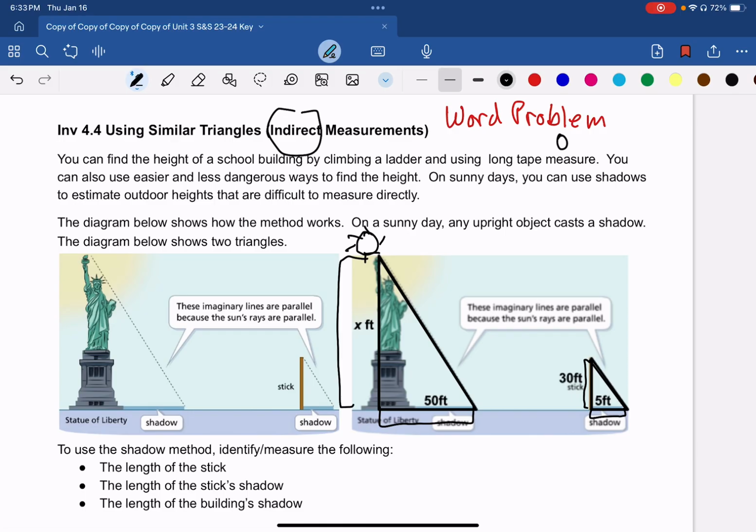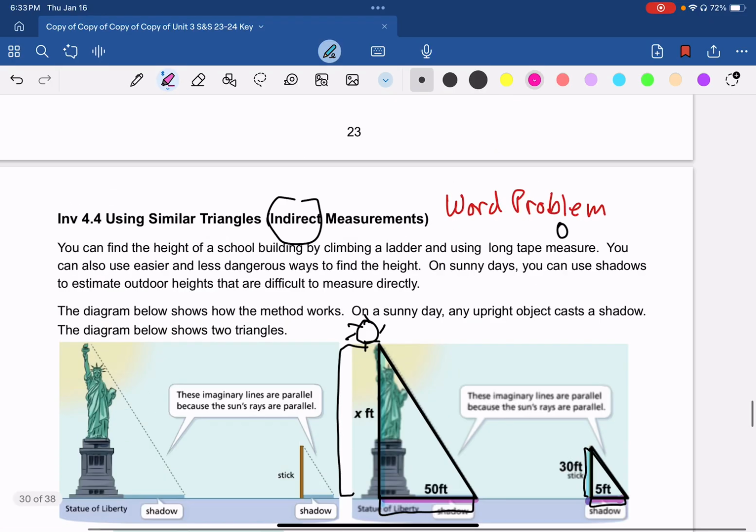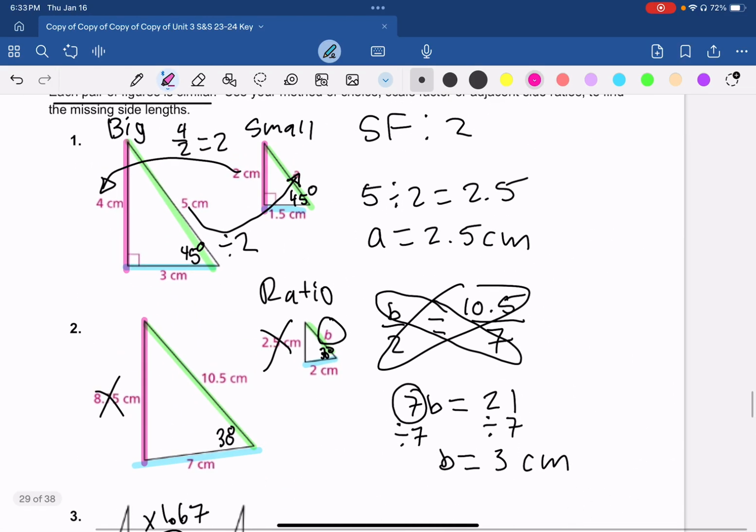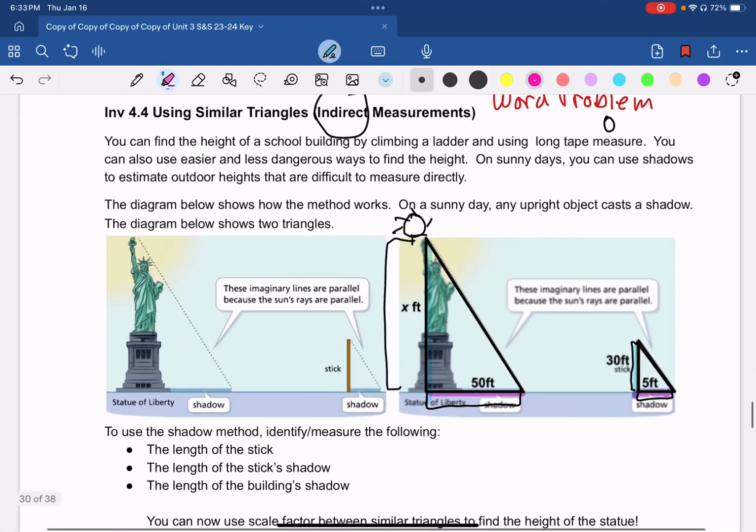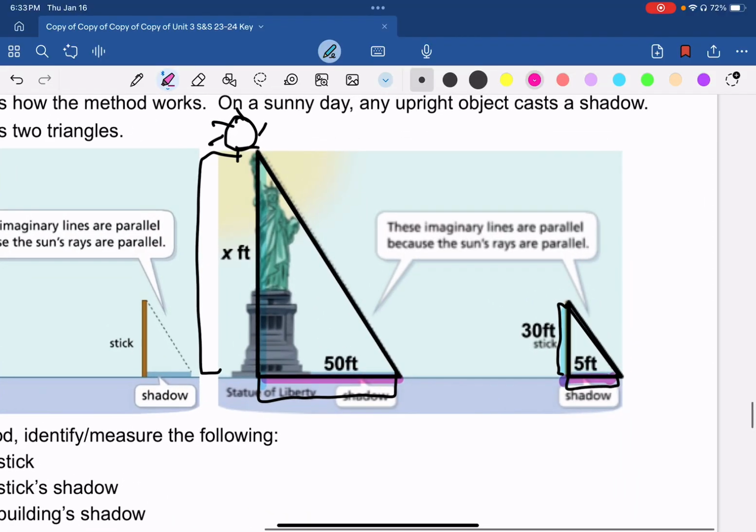And guess what? You've got two shapes now, two triangles. You've got a height, you've got a width, you've got a height, you've got a width, and you need to find the height. Well, guess what? You did that just the other day. You found all kinds of things. Scale factor, ratio, you did it all. The only difference is that I drew a picture in the background and gave you a story.